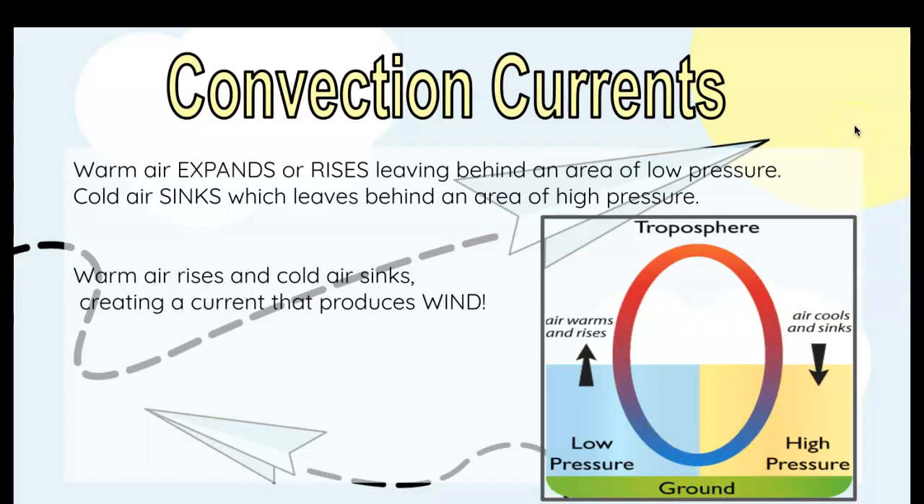When the warm air expands and rises, the area where the air once was is now filled with an area of low pressure. Whenever cold air sinks down, where that cold air once was leaves behind an area of high pressure. So warm air expands and rises, leaving behind low pressure, and cold air sinks down and now has an empty spot above it, and that's an area of high pressure. Warm air rising, cold air sinking, those are our convection currents, and that is what produces wind.